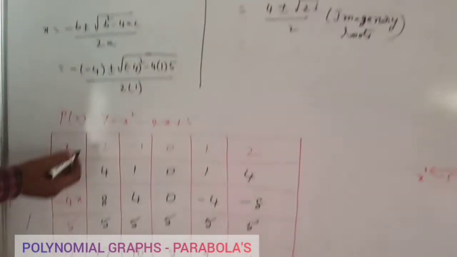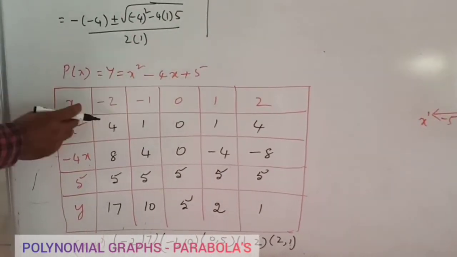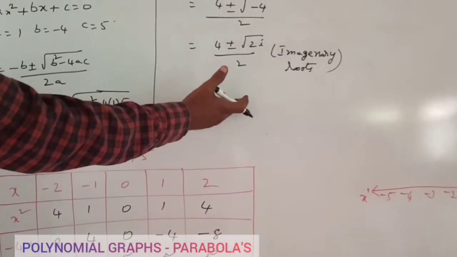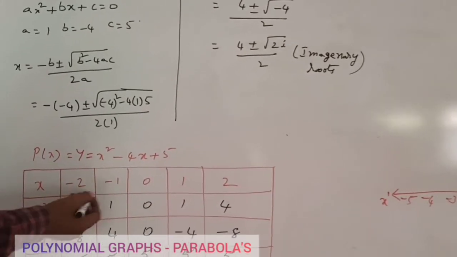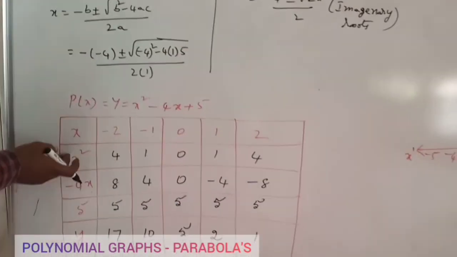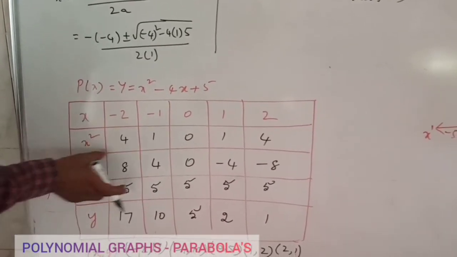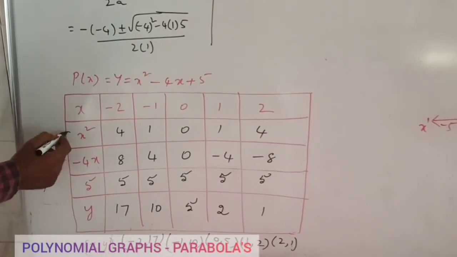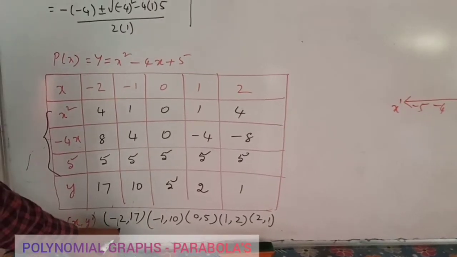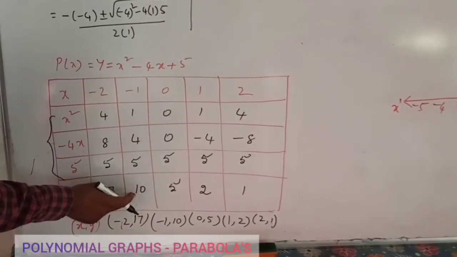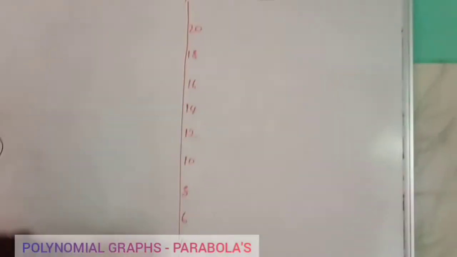Here, first prepare the table. p(x) equal to y equal to x square minus 4x plus 5. We don't know the x values since there are no real roots, so we take our own choice: minus 2, minus 1, 0, 1, 2. Simplify: x square, minus 4x, and 5, these three values added give y. So (x, y): (minus 2, 17), (minus 1, 10), (0, 5), (1, 2) and (2, 1).